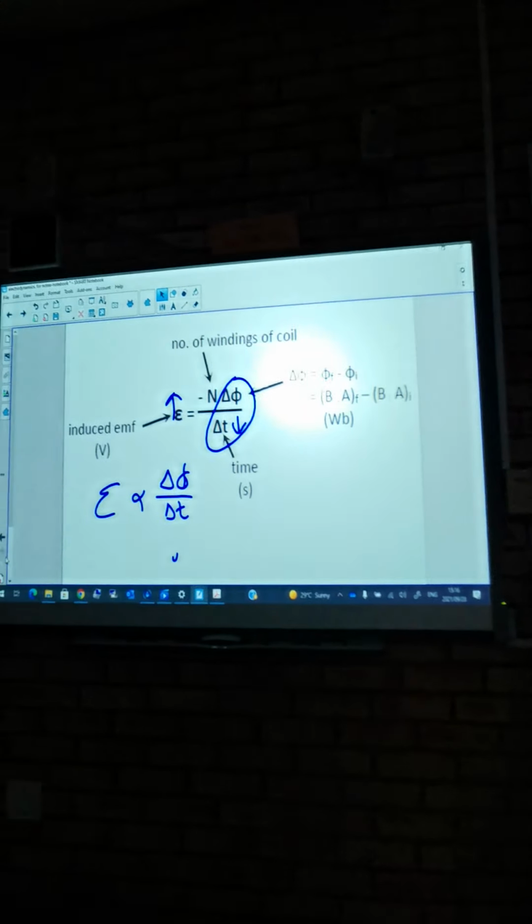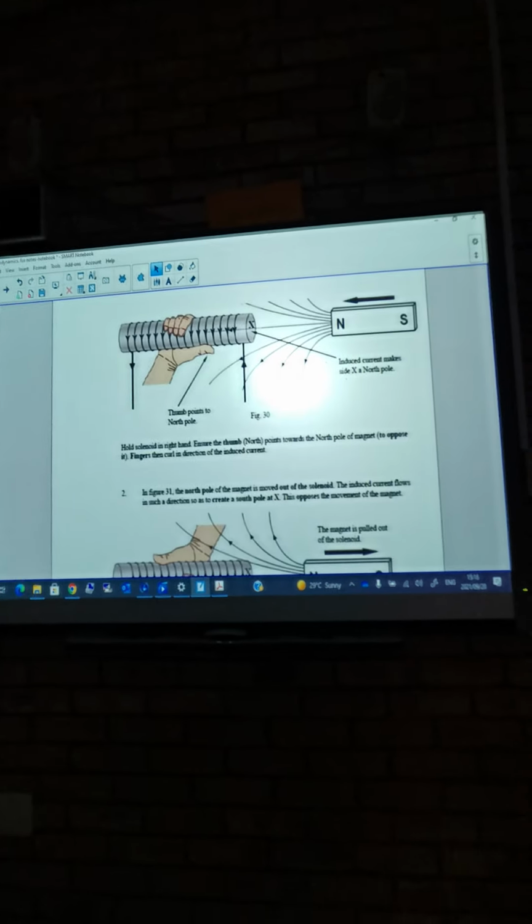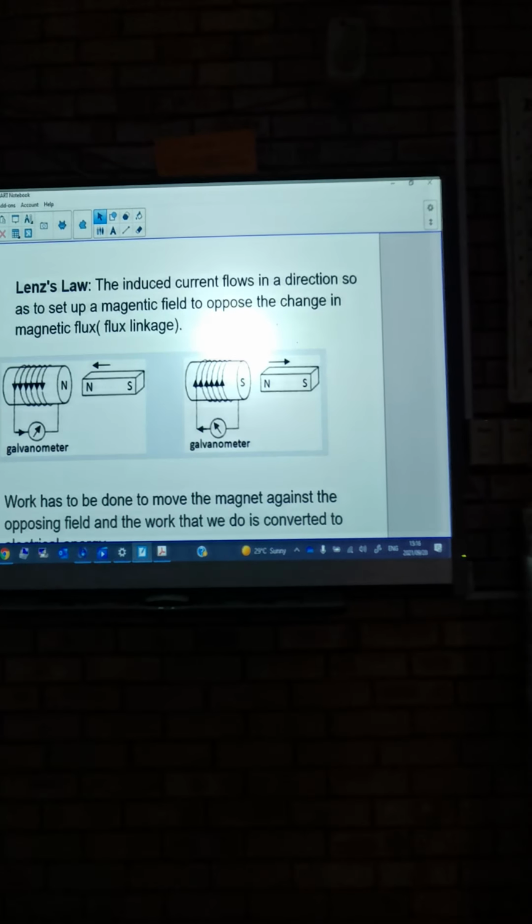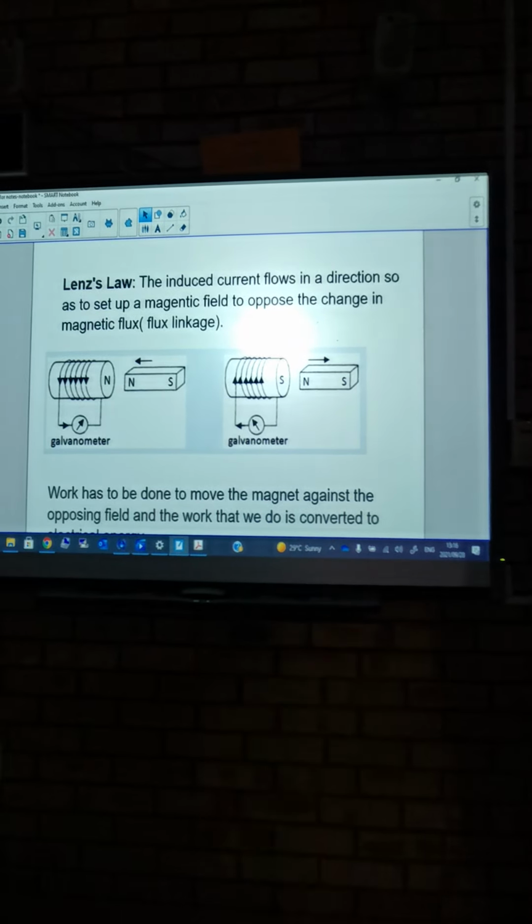And so the last thing that we're going to talk about here is this negative sign, and this negative sign has got to do with Lenz's law, and we'll talk about Lenz's law another time.